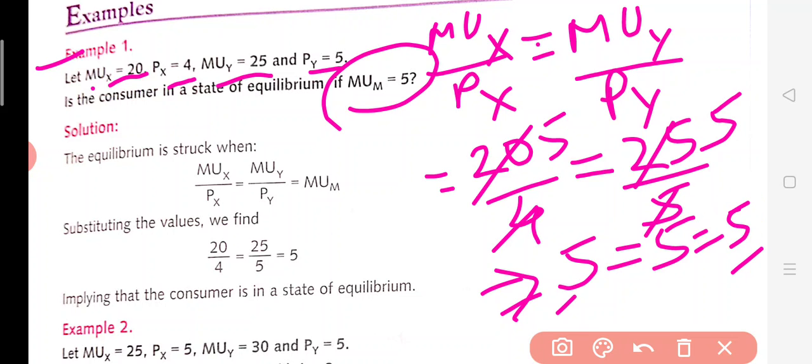Here this 5 is MUM. This is MUY upon PY. This is MUX upon PX. So here you can say that the consumer is in a state of equilibrium.